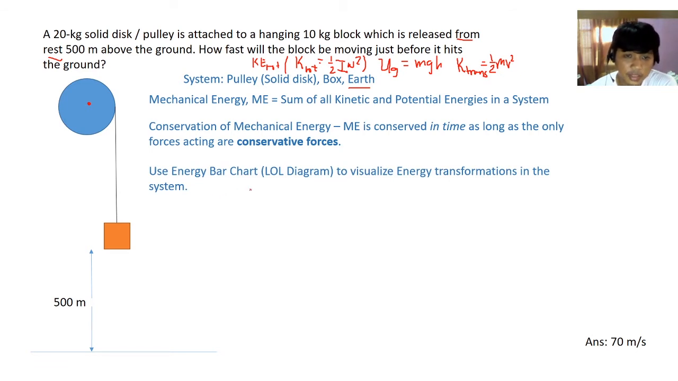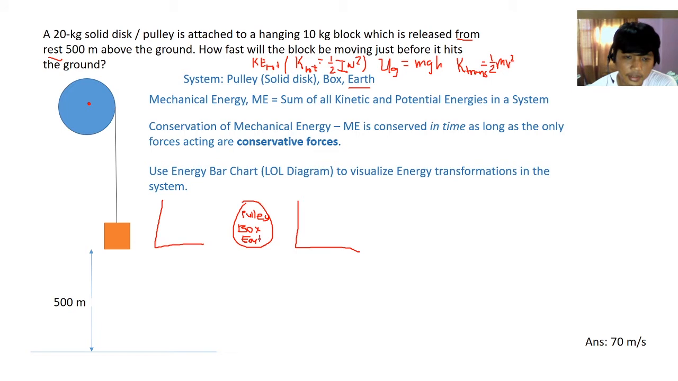Let's use an energy bar chart, or a LOL diagram, to visualize energy transformations in the system. Not sure if you've heard of a LOL diagram or an energy bar chart, but I'm going to introduce you to it. It's called the LOL diagram for obvious reasons. I'm going to focus on this O, or circle, in the middle. This is where you write down the objects in the system. So I'm going to write down pulley, the box, and the earth.